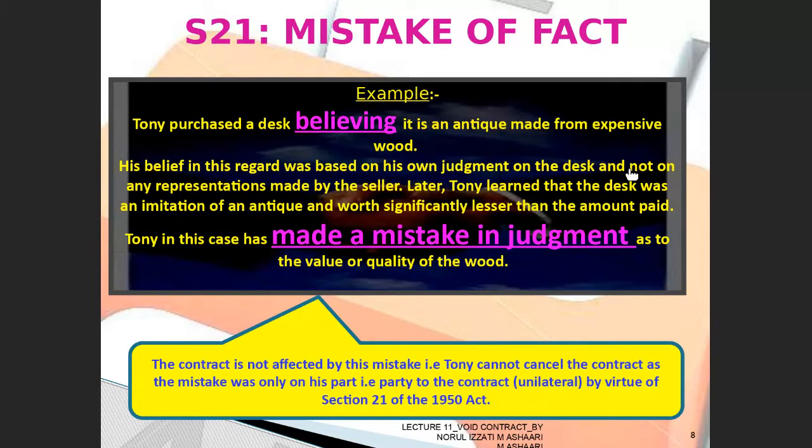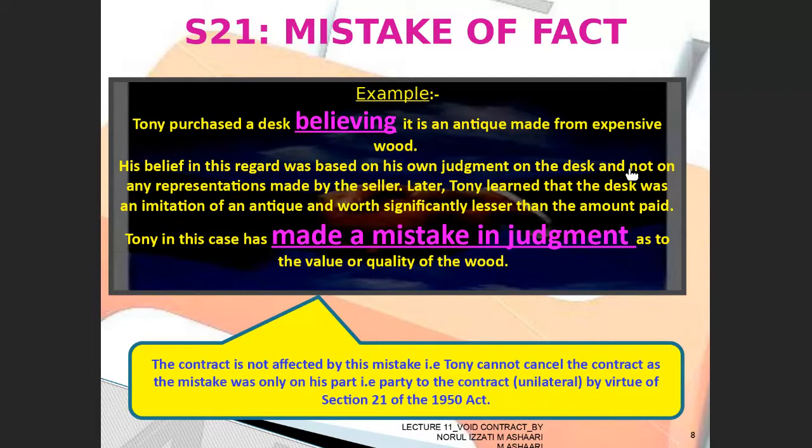The contract is not affected by this mistake because Tony does not have the right to claim on something that belongs to his own judgment. Tony cannot cancel the contract as the mistake was only on his part. He did not mention anything, and he also cannot prove in this scenario that the seller made a wrong representation. If you would like to think about the issue of fraud, it may arise if the seller made a statement or if the seller had the intention.